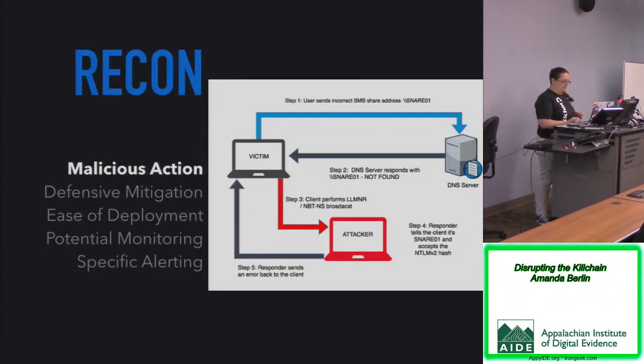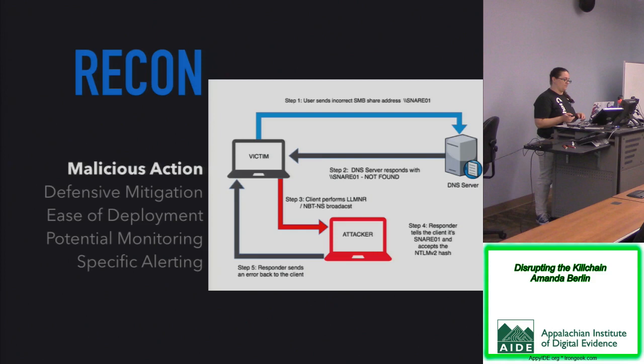So let's see here. One of the first methods of attack during the recon phase is something called, you can use Responder, or there's a couple other tools I think that do this now. But it's basically spoofing LLMNR or NetBIOS requests across the enterprise. So this is kind of a little diagram of how it works.